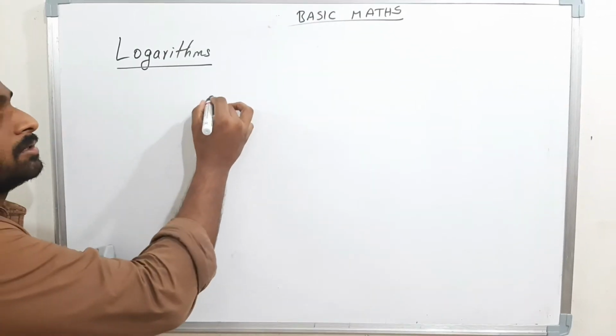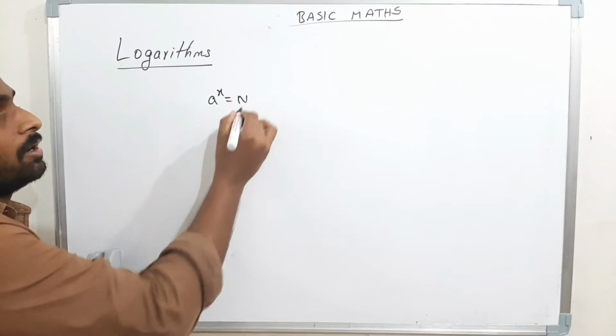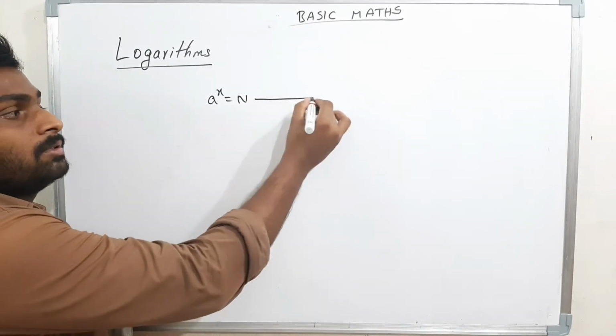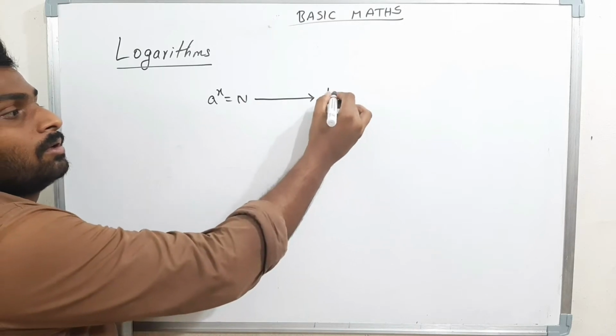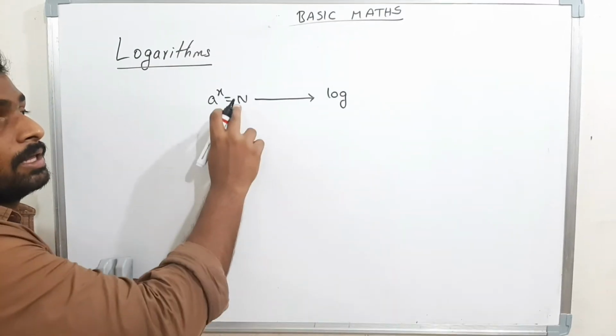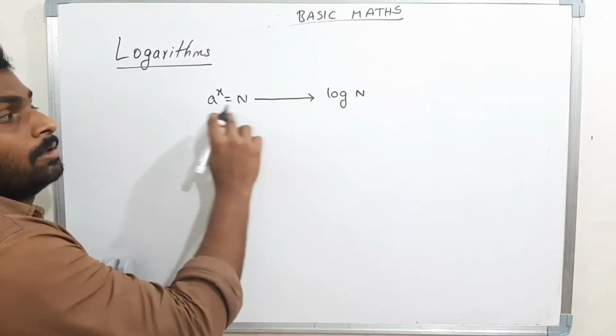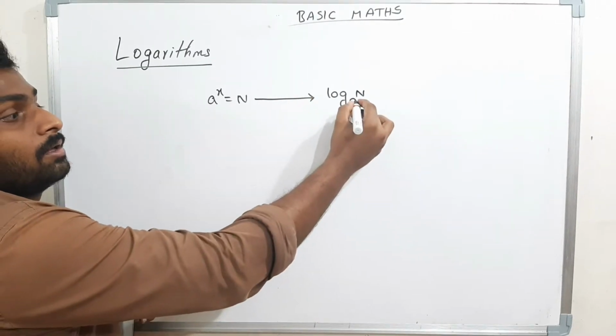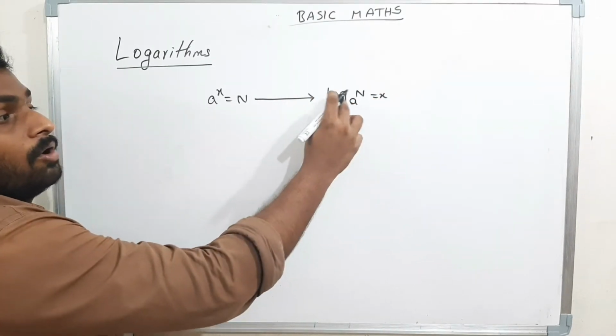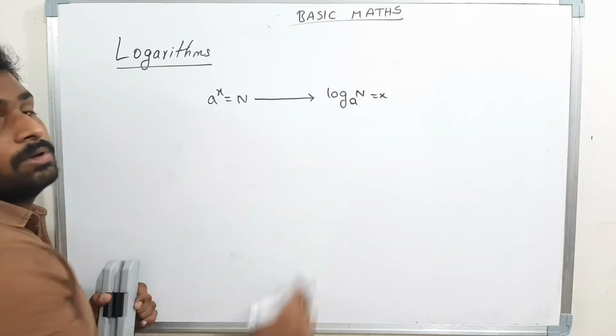First of all, we will see what is logarithms. a power x is equal to n. I can convert this one into logarithms as log n base a is equal to x. Log n base a is equal to x.